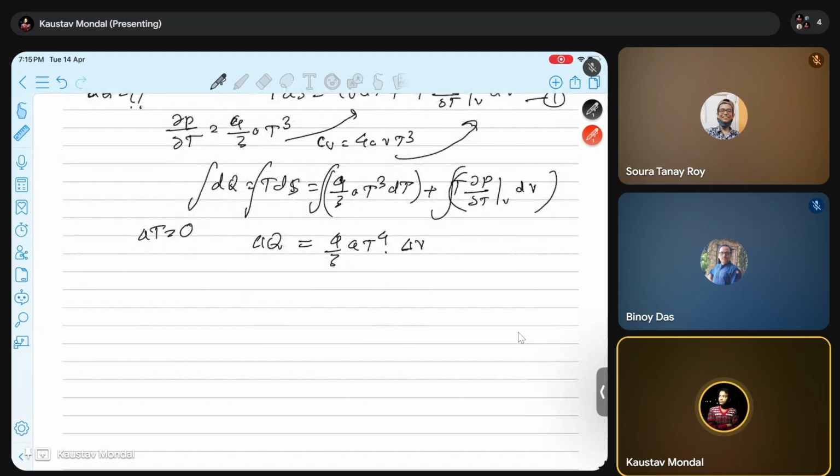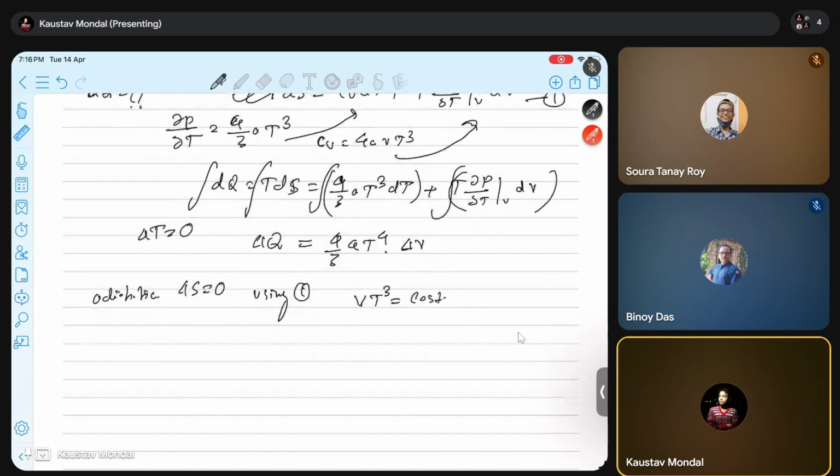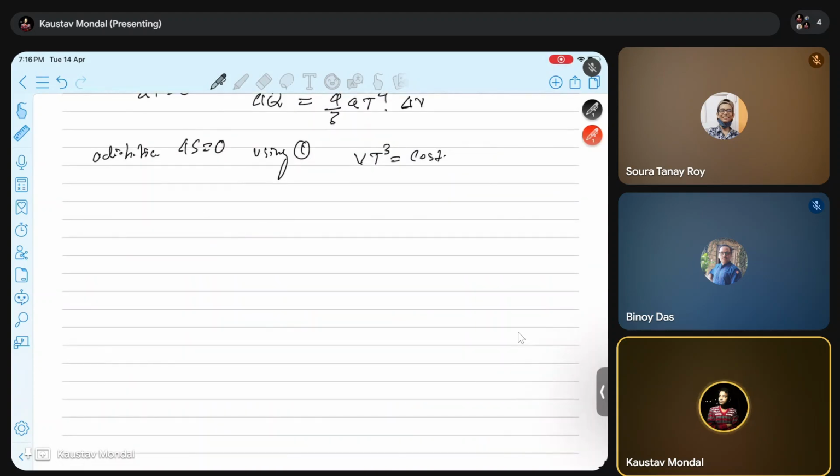Similarly, for an adiabatic process, that means delta Q is equal to 0, from the same relation you can calculate the equation of that particular radiating gas. It will be nothing but V T cubed as constant. From this equation you get V T cubed as constant. The same thing you can write in terms of P and V also, using PV equal to KT, as P V to the power 4 by 3 equal to constant.